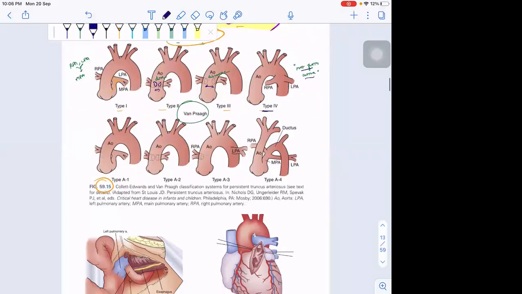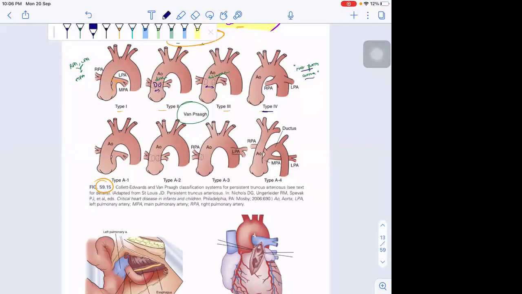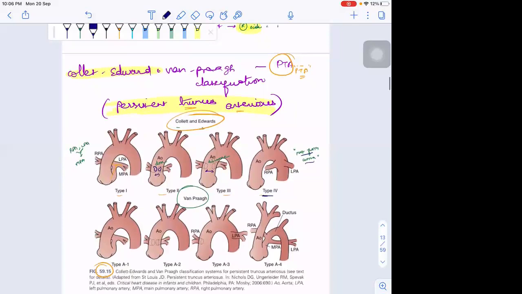No need to remember the details of Van Praagh. Just remember the name: Collett, Edwards, and Van Praagh are for PTA.